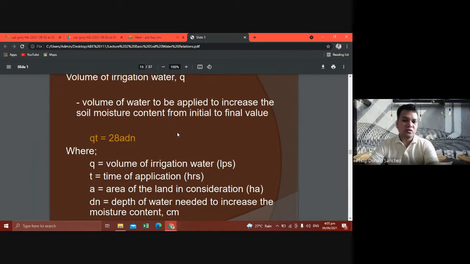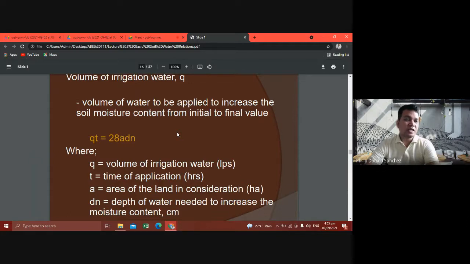And then you use time, how many hours specifically, like 8 hours or 16 hours, and then use the formula or equation QT equals 2.78 ADN.